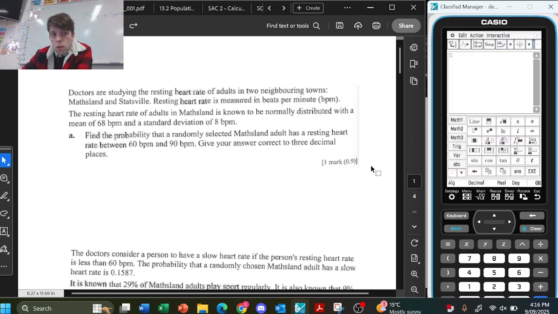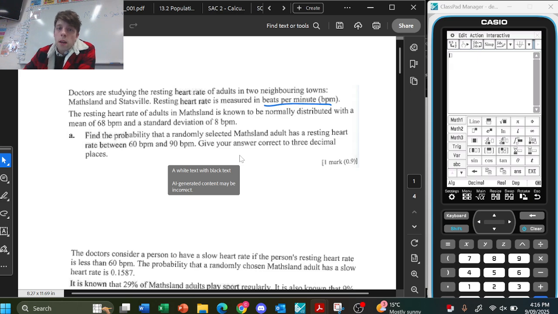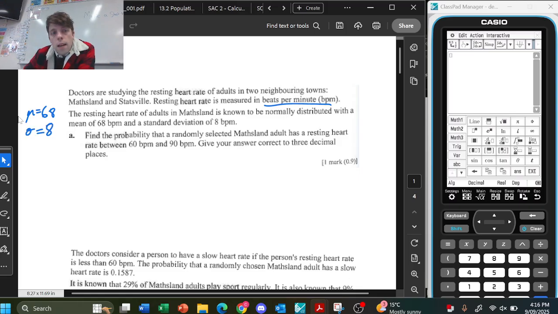So in this first question we are told that doctors are studying resting heart rate. So this is the thing that we're interested in here. Heart rate is measured in BPM. So we should be thinking, okay, BPM, that can really be just about anything, including decimals, so this is going to be a continuous variable. We're told that the mean is equal to 68 BPM and the standard deviation is equal to 8 BPM, and we want to find the probability that a randomly selected adult has this resting heart rate. If we read this question, we can also see that the heart rates have been normally distributed, so this is relevant to the question as well.